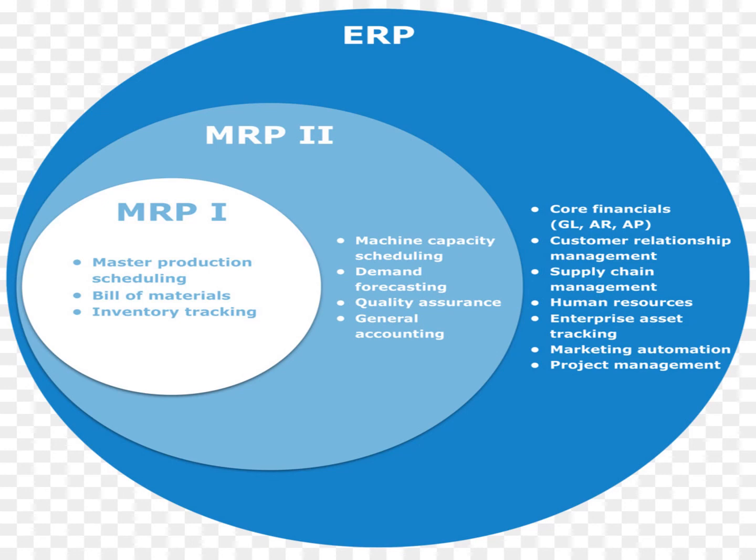And then for MRP2, there is machine capacity scheduling, demand forecasting, quality assurance, general accounting, whereas ERP is wider, covering all activities of the company or organization. Core financials, covering accounts receivable, accounts payable, general ledger. Also, it relates to customer relationship management, supply chain management, human resource, enterprise assets tracking, marketing automation, project management. So it covers more activities. Here we can see that the ERP system is more supportive of lean manufacturing.